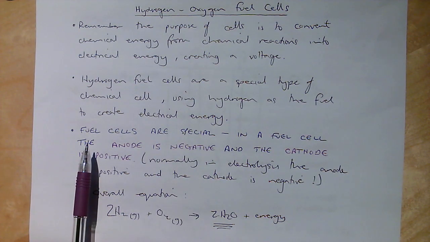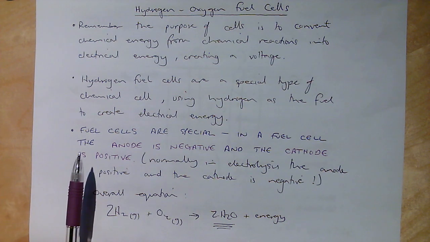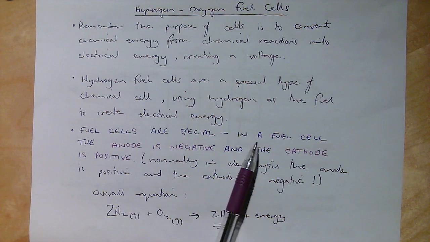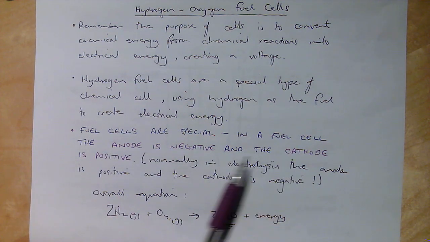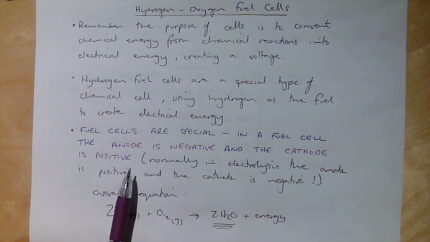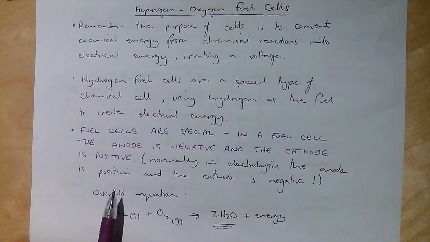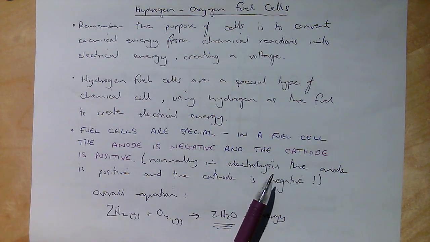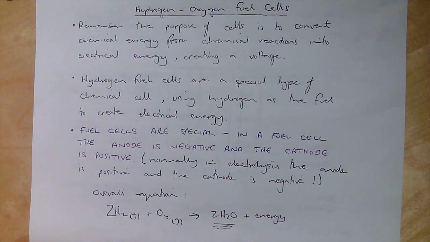Okay, another thing to remember when we're talking about fuel cells is that the setup of them is different from a normal electrolysis experiment. So fuel cells are special, right? In a fuel cell, the anode is the negative electrode and the cathode is the positive electrode, whereas normally in electrolysis the anode is the positive electrode and the cathode is the negative electrode. This is very, very important to remember, and it's something that you really mustn't get confused about.